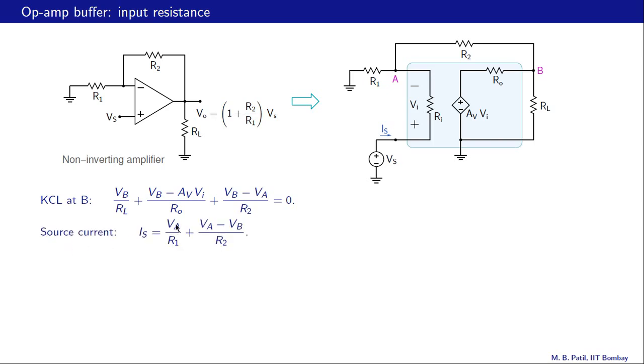What about the source current? The source current is the same as the current through this RI, and that is the sum of two currents, this current here and that current. This current is VA divided by R1, and that one is VA minus VB divided by R2. So that is what this equation says. IS is equal to VA by R1 plus VA minus VB by R2.